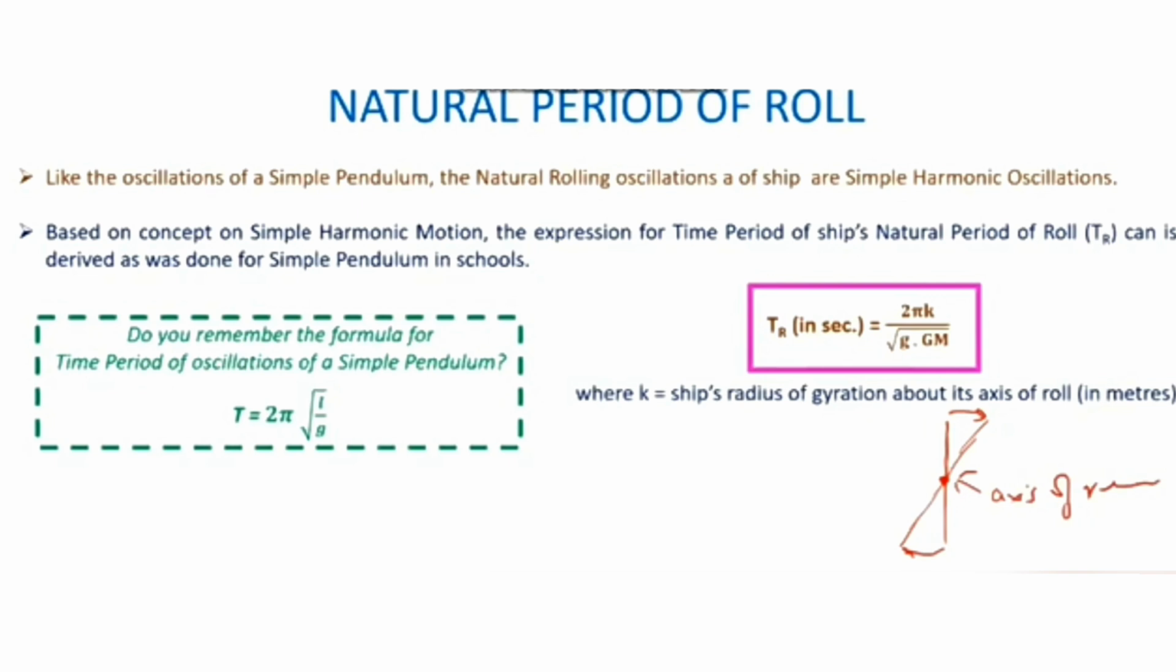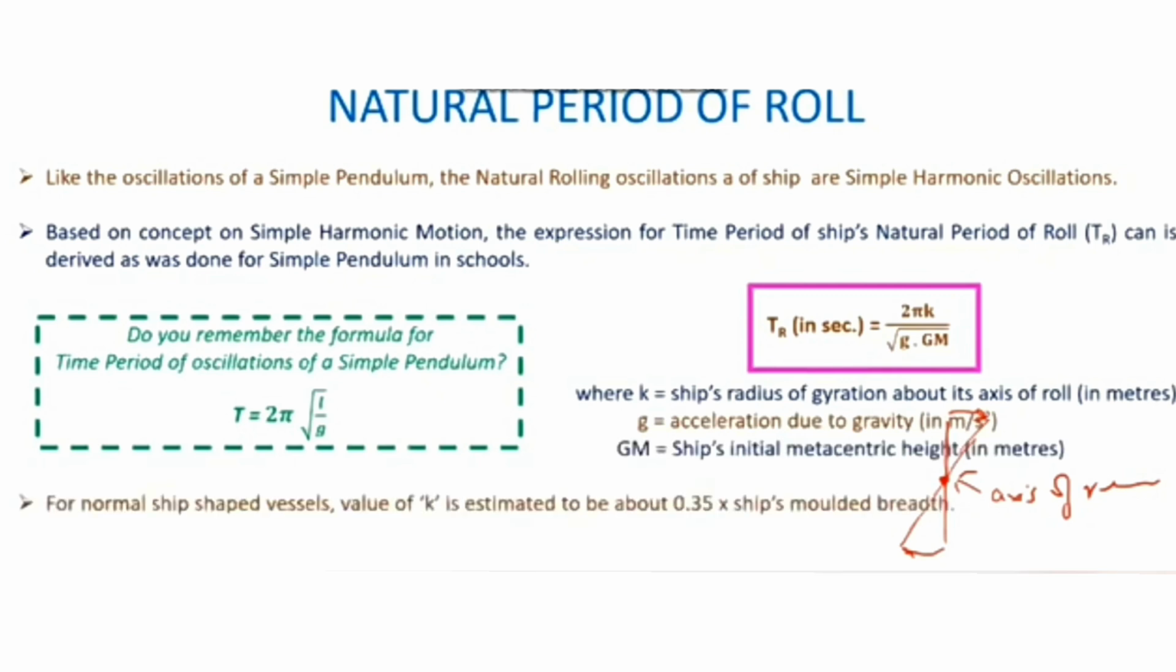G we know is acceleration due to gravity. GM we know is the metacentric height of the vessel. T = 2π K under root G GM. Okay. Now, how do we get the radius of gyration? In fact, it's very difficult to calculate the radius of gyration by taking the weights. In fact, we get the radius of gyration by using this formula, measuring the time period.